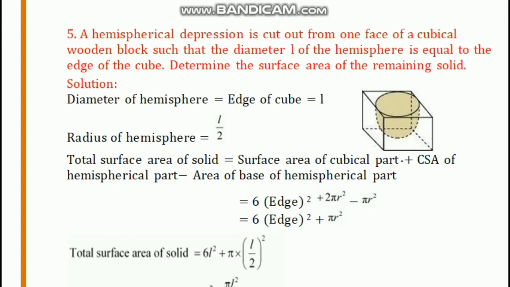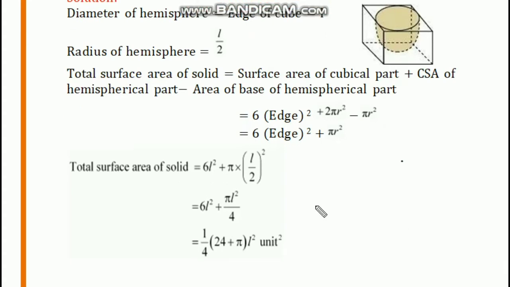Thereafter, you substitute the values in the given formula: 6L square plus pi into L by 2 the whole square. So 6L square plus pi L square divided by 4. Then you take LCM. The LCM of 4 and 6 gives 24 L square plus pi L square. After taking that LCM, denominator 4 is common, take it outside, and L square is also common. So 1 by 4, 24 plus pi, L square, square units, because here we found the total surface area.